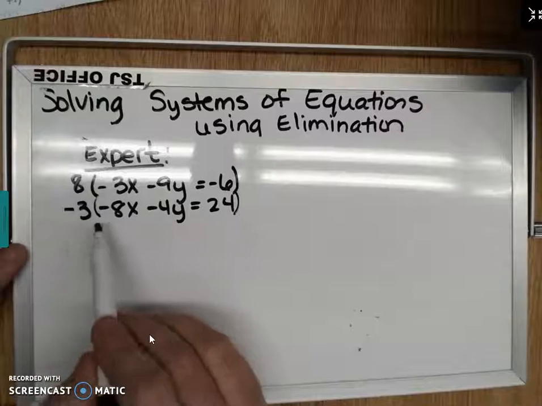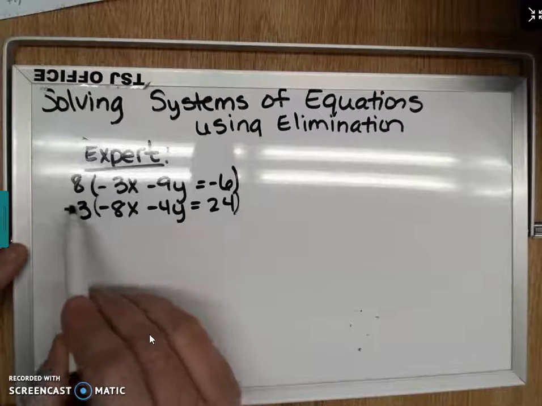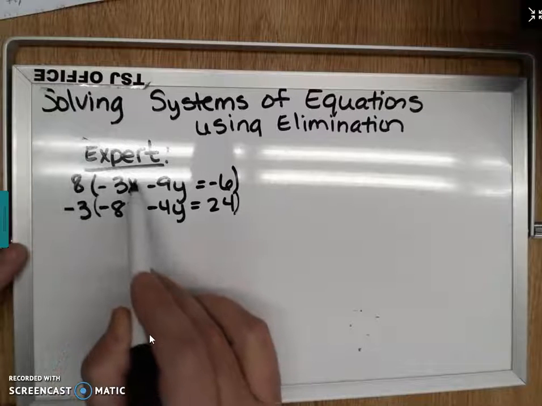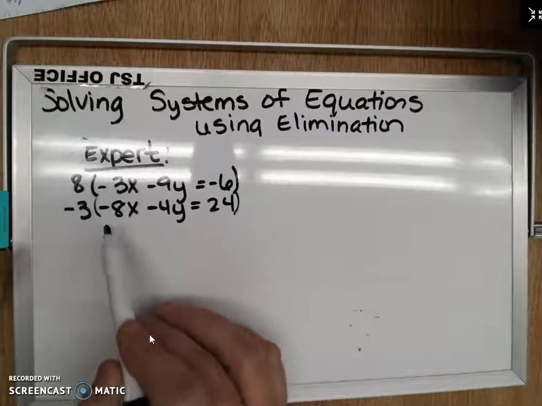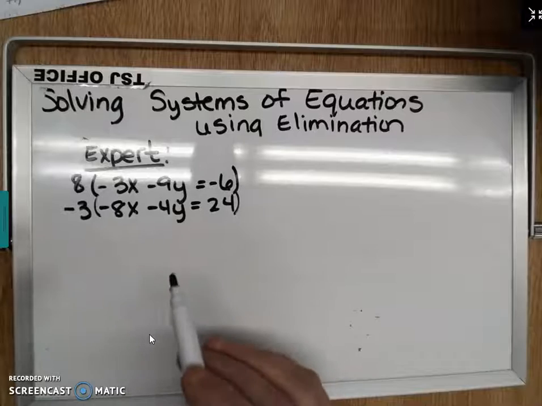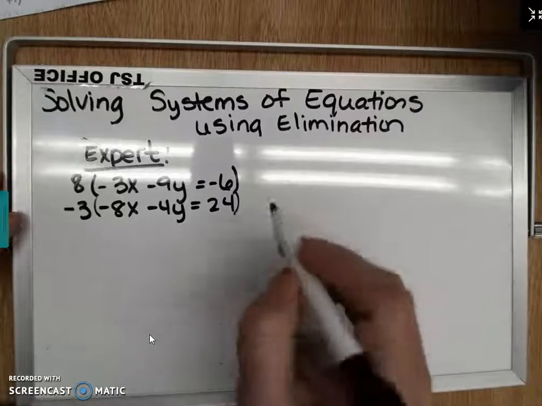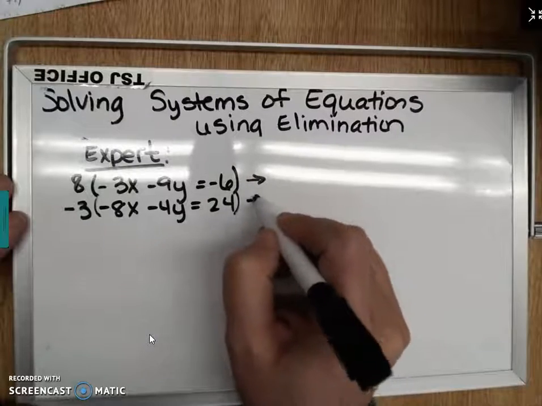So what's going to end up happening here is that this value right here is going to become positive. This one is going to stay negative, and they're going to have the same coefficient, so the x's are going to nicely cancel and eliminate. So let's look at what that does over here.